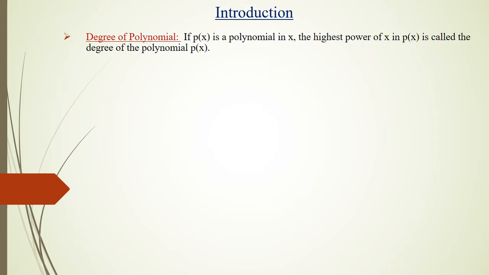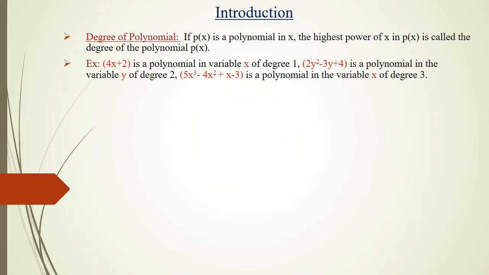If p of x is a polynomial in the variable x, the highest power of x in p of x is called the degree of that polynomial p of x. So let us understand this with an example. If I have 4x plus 2, in this polynomial x is a variable and you can see the power of x is nothing. Nothing means we have to imagine it as 1. Therefore this is a polynomial of degree 1.